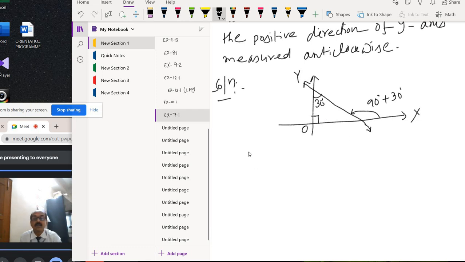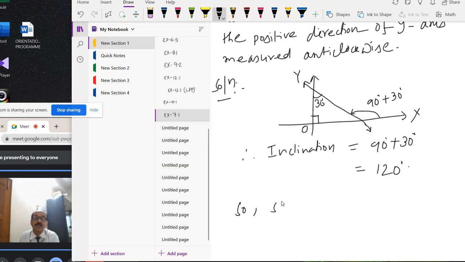So the inclination, which means the angle theta, equals 90 plus 30, equal to 120 degrees. And slope equals what? Slope equals tan theta, so tan 120 degrees.